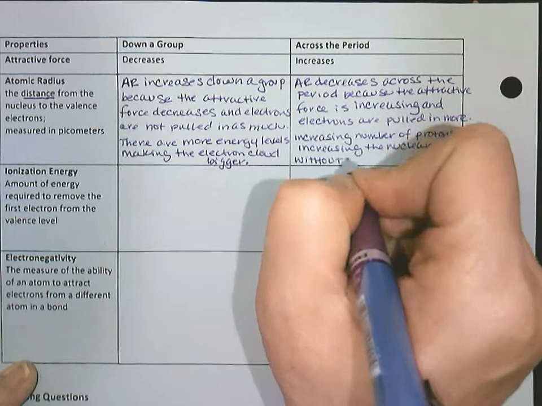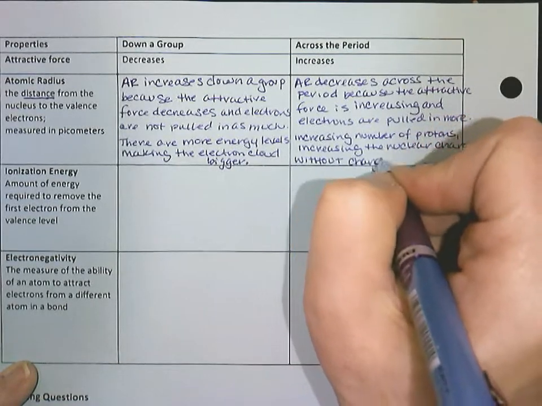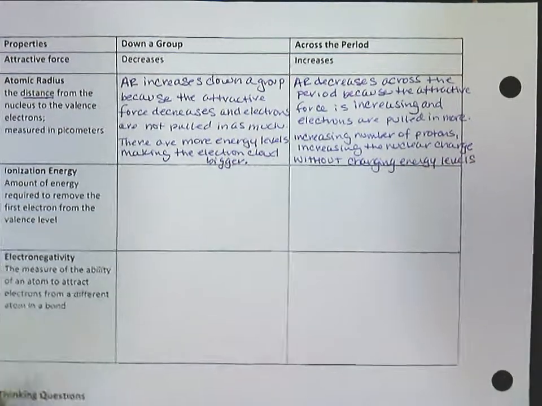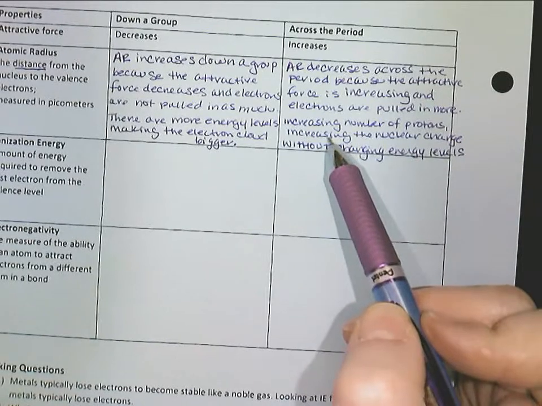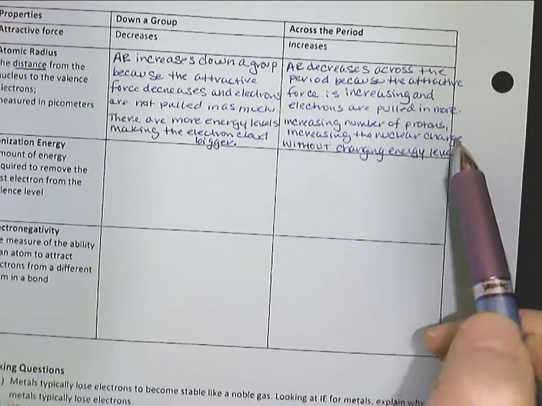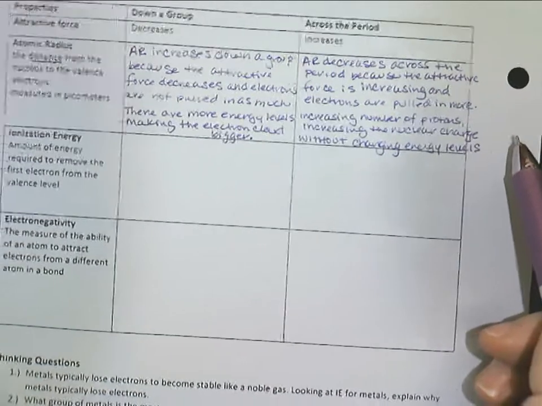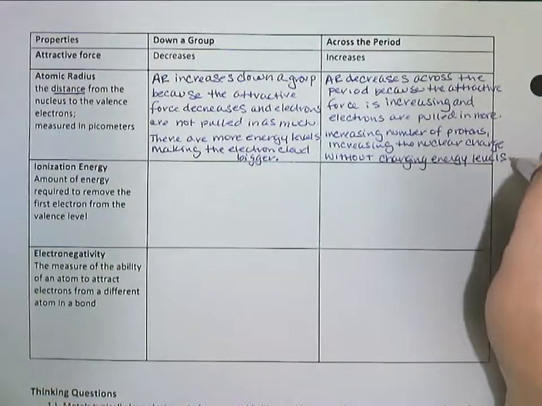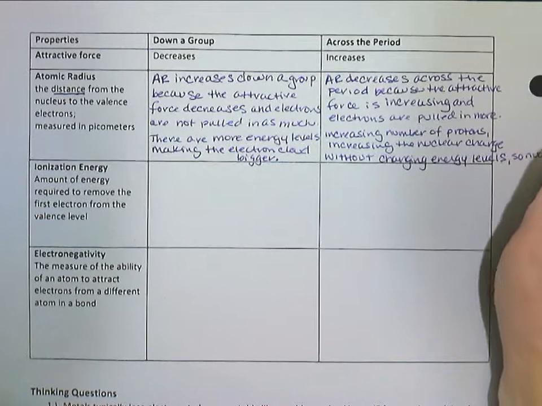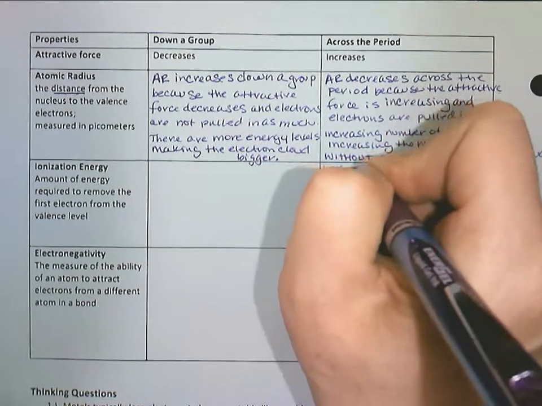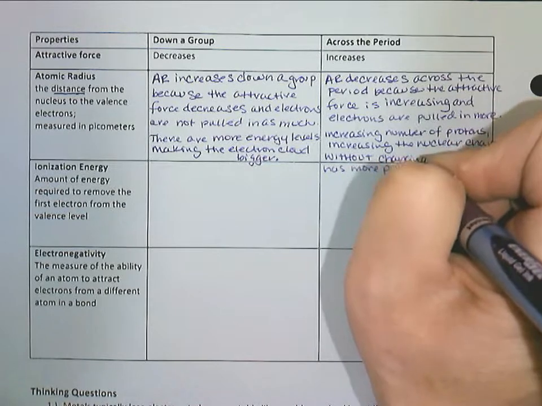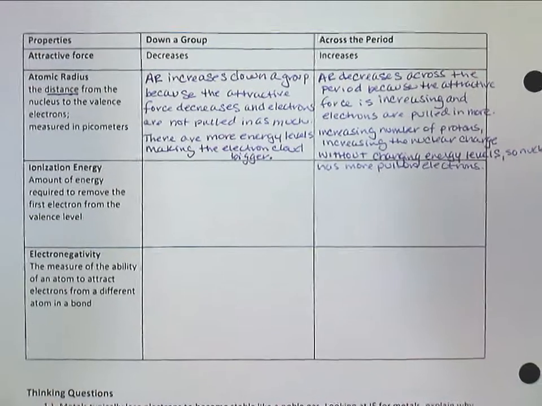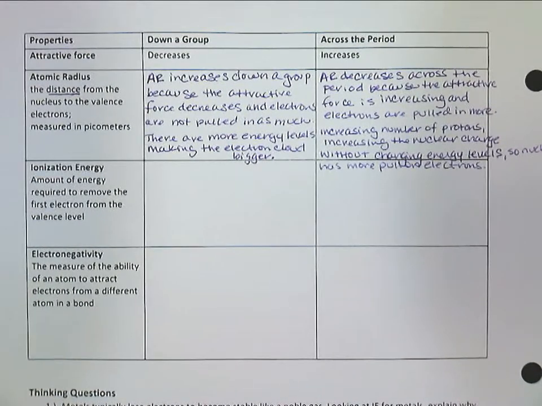So without changing energy levels, increasing the number of protons increases the nuclear charge without changing energy levels. And therefore the nucleus has more of a pull on electrons. And the atomic radius is smaller because the electrons are pulled in more.